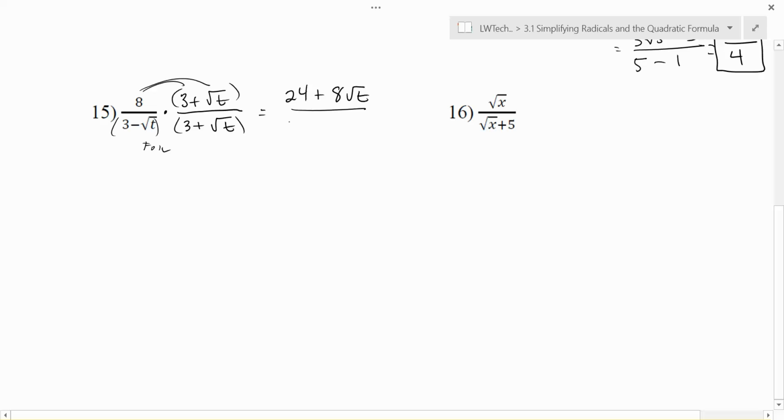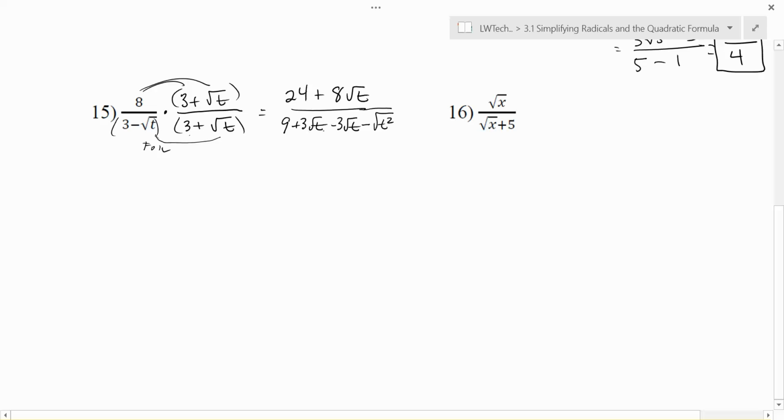3 times 3 gives me 9. 3 times a plus square root of t is 3 plus root t. 3 times a minus root t is a minus 3 root t. And then negative square root of t times positive square root of t is a minus square root of t squared.